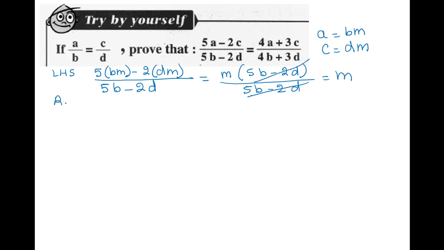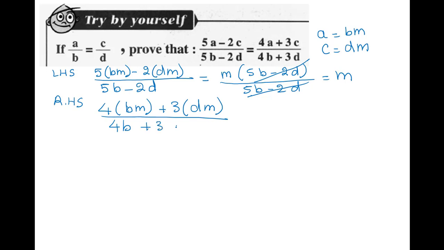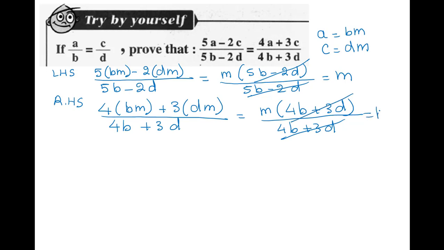Now my right hand side, I have 4. I remove a, put bm plus 3. I remove c, put gm over 4b. I'll leave it as it is, plus 3g. I'll leave it as it is. I'll take a common factor as m to leave me 4b plus 3g over 4b plus 3g. They will cancel together and it will leave me with m. Therefore, left hand side is equal to the right hand side.